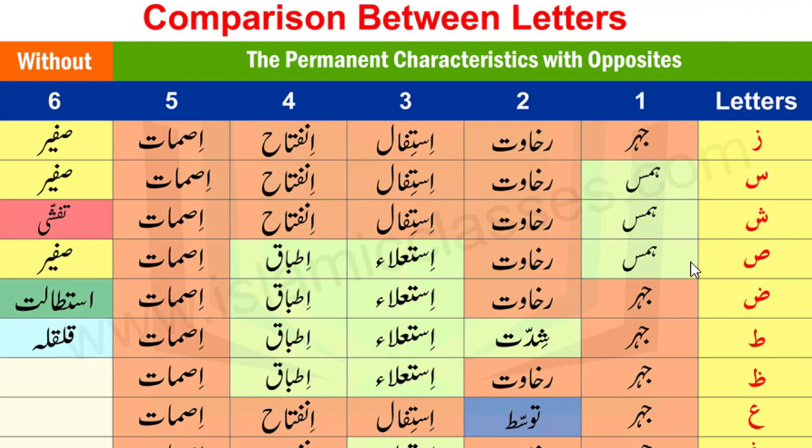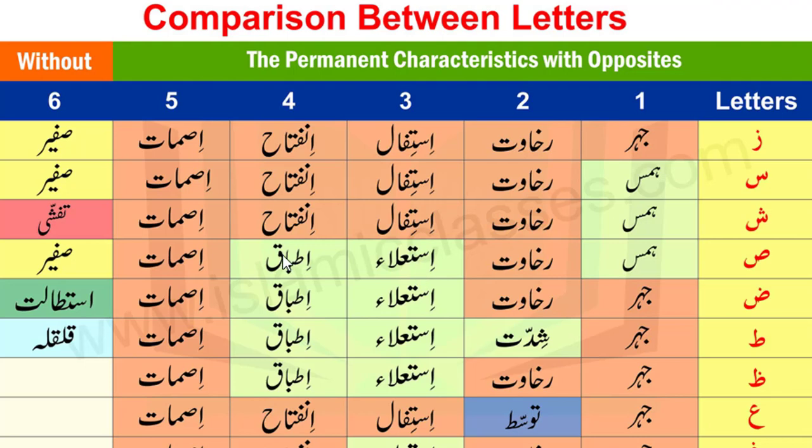Sad, it has also hams. And the safir, like the whistling sound, and rakhawa, also the continuation of the sound. Isti'la, these two qualities make it different from the seen, and that is isti'la, because seen is not isti'la. Seen has istifal and sad has isti'la, bold sound.